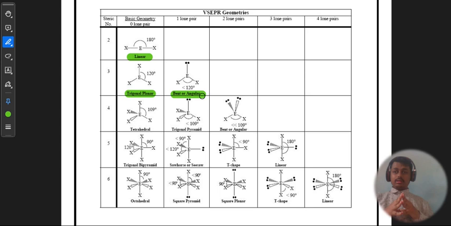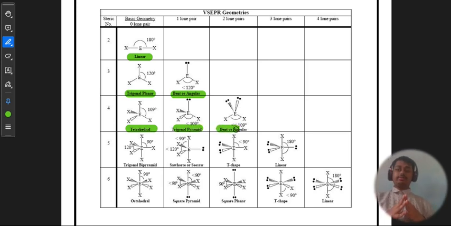If there is one lone pair, then it is called trigonal pyramidal. If there are two lone pairs and two bond pairs, then it is called bent or angular. So here, steric number 4 I have covered.